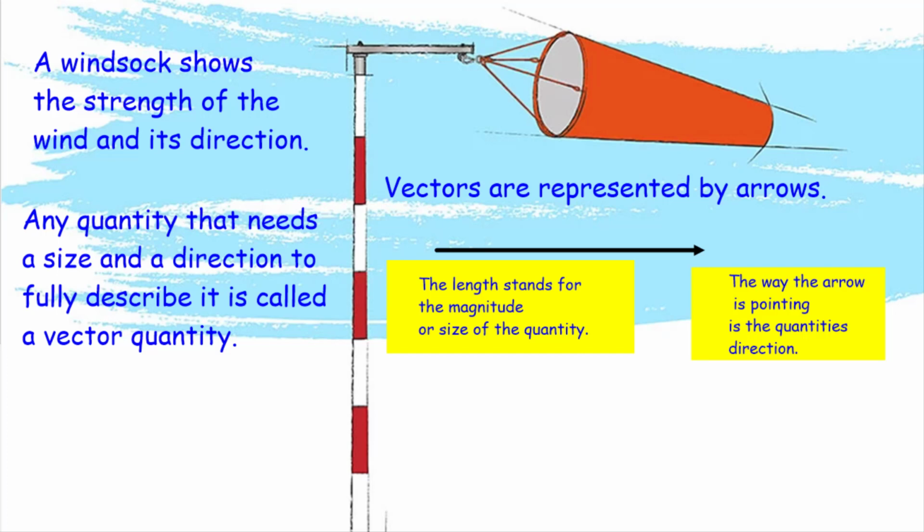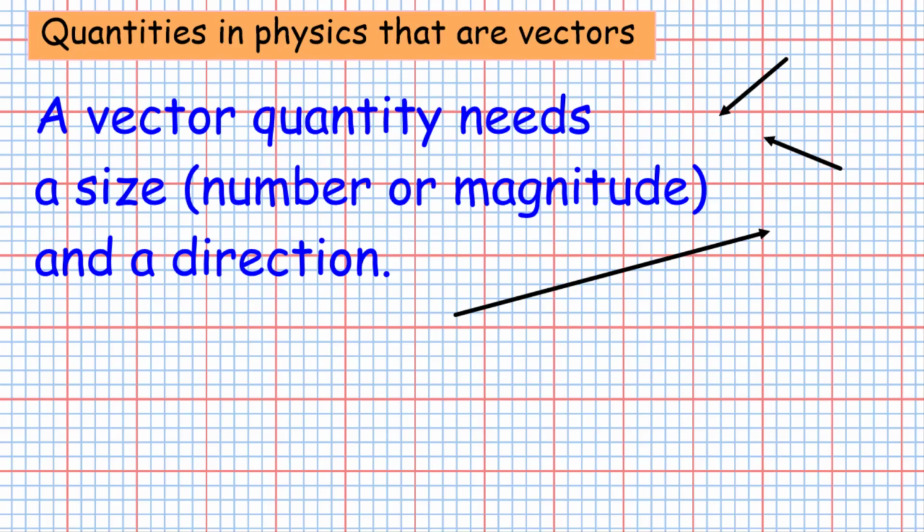So vectors are very important quantities. They need two things to fully describe that quantity. They need a size or a magnitude, and they need a direction. This is a group of quantities called vectors. So a vector quantity needs a size, which is a number or a magnitude as it's often called, and a direction, and it can be represented by arrows. So you can see three vectors here representing some sort of quantities.